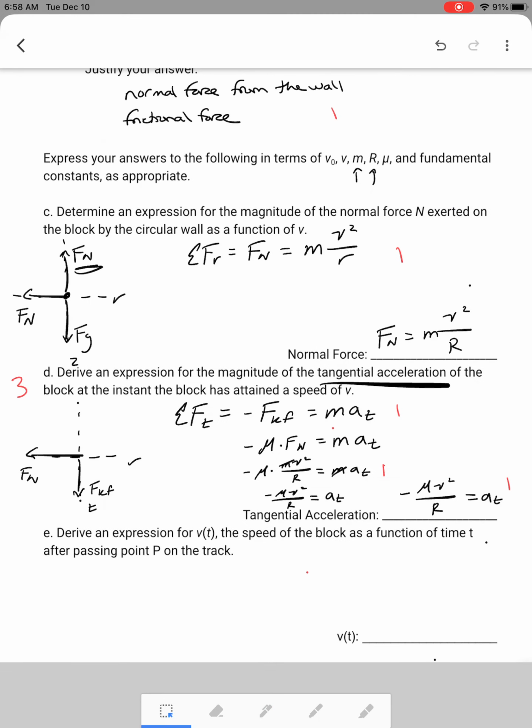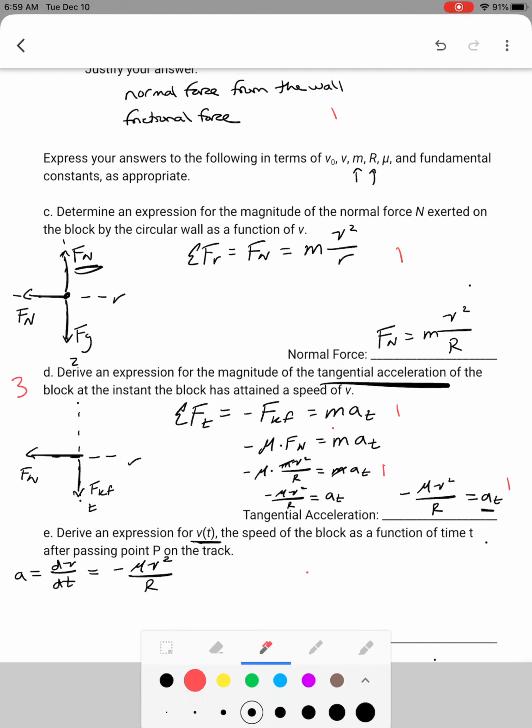Now the last problem. All right. We have seen problems like this twice now. You have to make a differential equation. So here's what we need to realize first: we want to derive an expression for velocity. What I want to think is that acceleration is equal to the derivative of velocity. Well, I have the tangential acceleration. So what I can say is that dv/dt is equal to negative mu v squared over r. All right? 1 point right here.